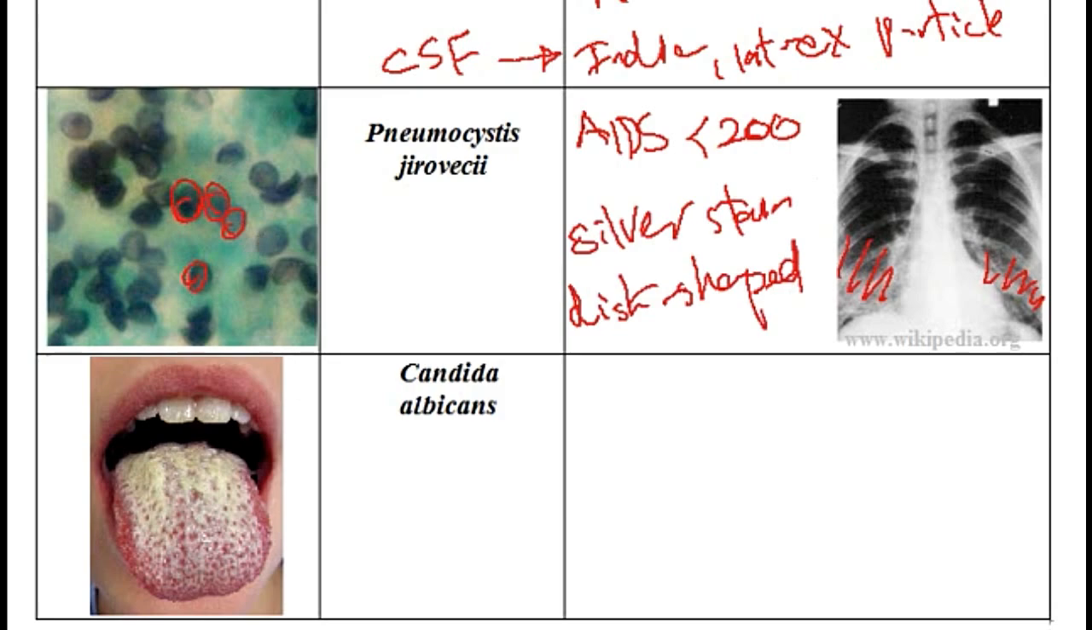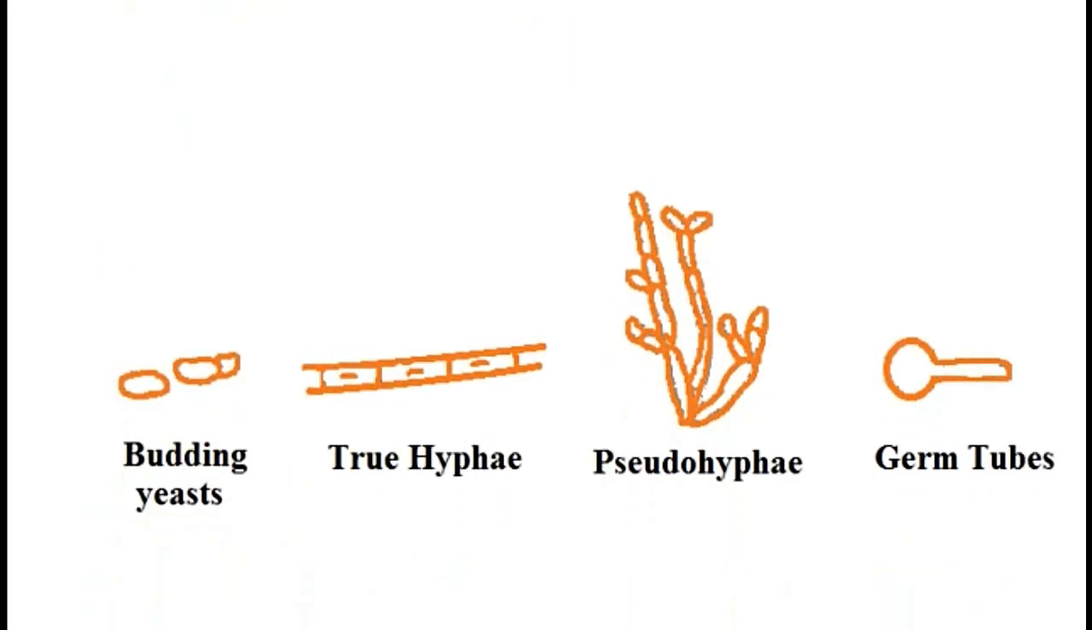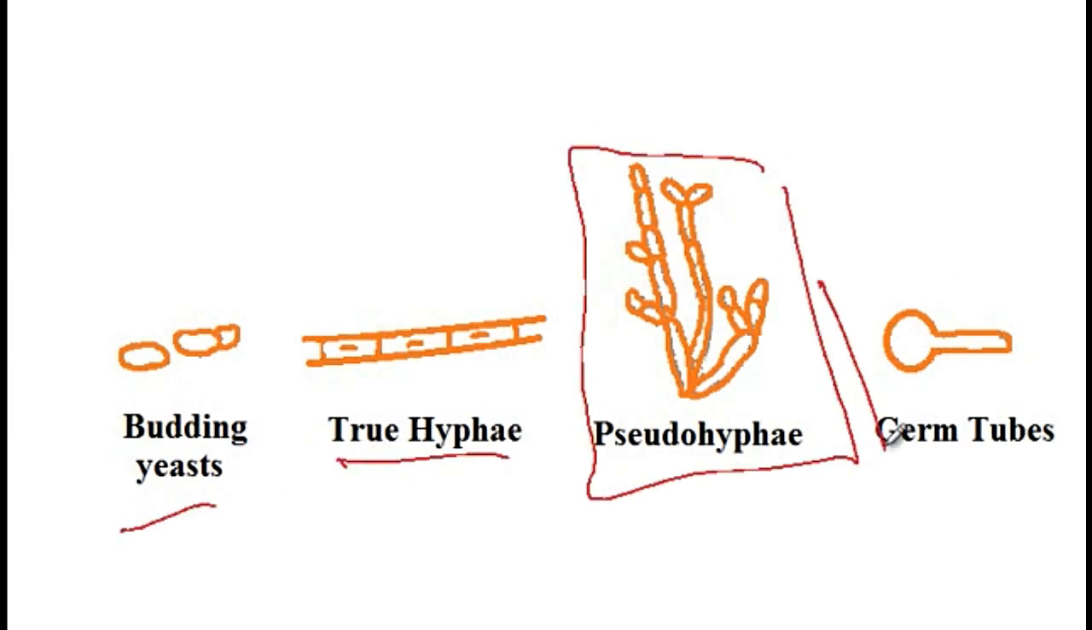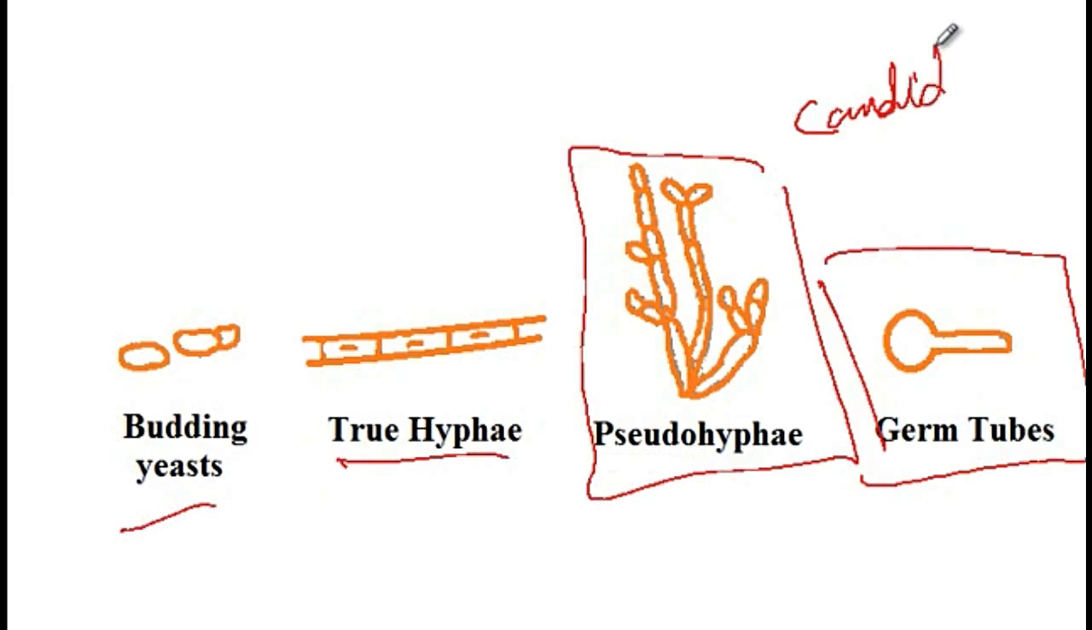The final organism is Candida albicans, and it can present in multiple different forms. It can present as budding yeast, with true hyphae, pseudohyphae, or germ tubes. So on the exam, if you see a yeast that has pseudohyphae or germ tubes, it should make you think of Candida albicans infection.